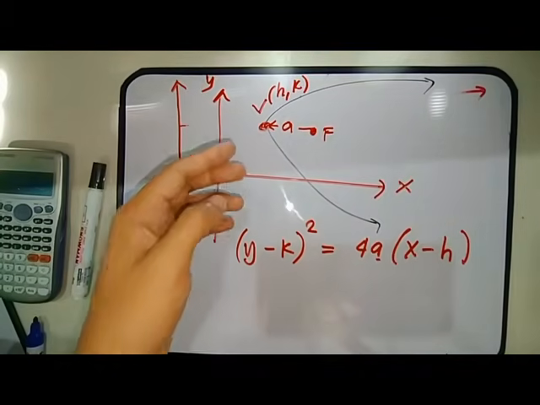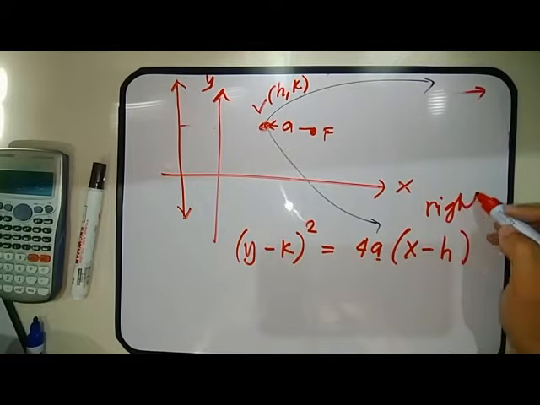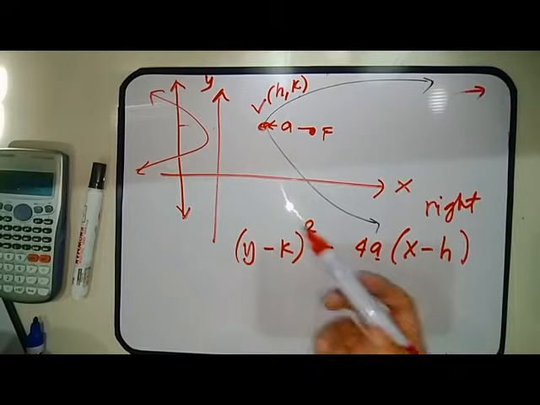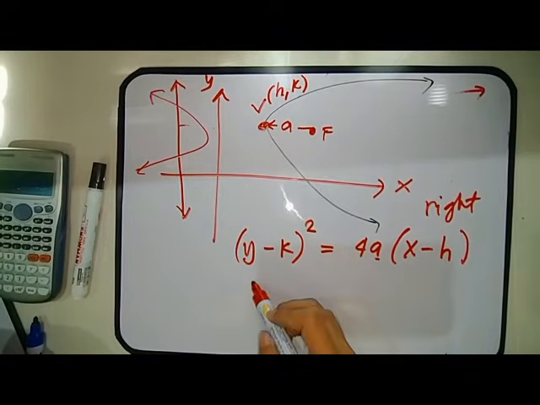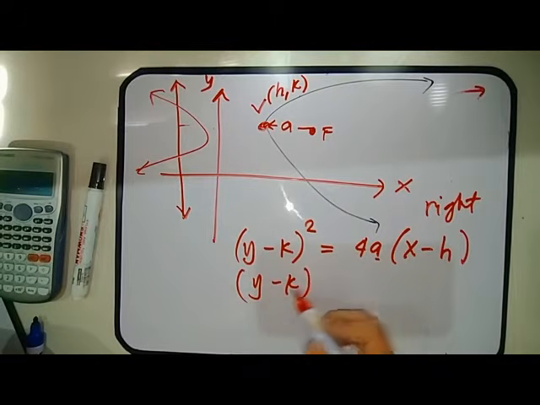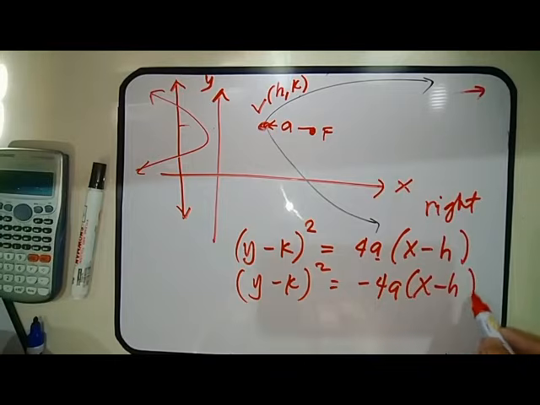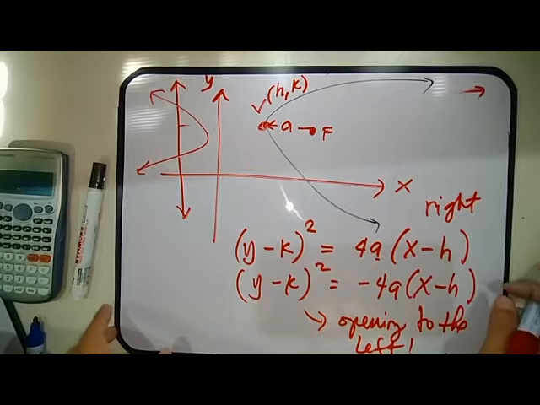What if to the left siya? This is opening to the right. Well, kung to the left, here, lalagyan natin ng negative yung side na hindi naka-squared. In this case, ito yung negative 4. So, y minus k squared equals negative 4a times x minus h. So, this is opening to the left. So, left ang kanyang opening.